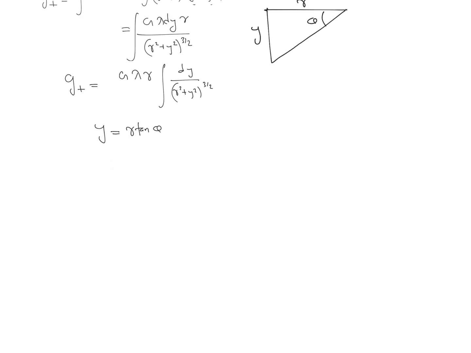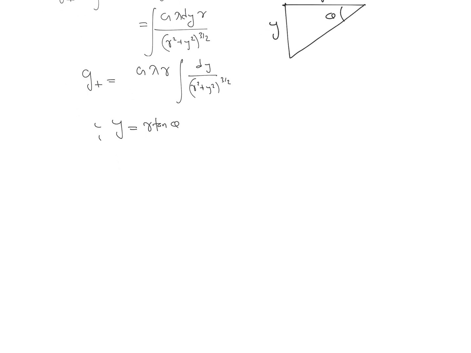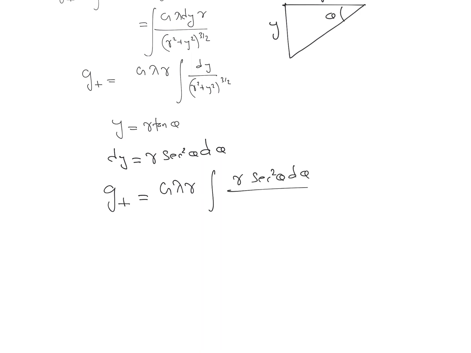This is a method for integration of this type of questions. So you can write the value of dy is equal to r into differentiation of tan theta, which is sec square theta d theta. So we can write the component of gravitational field perpendicular is equal to g lambda into r into integration of, instead of dy we can write sec square theta d theta, divided by r square plus, instead of y we can take it as r tan theta, so y square becomes r square tan square theta, raised to 3 by 2.